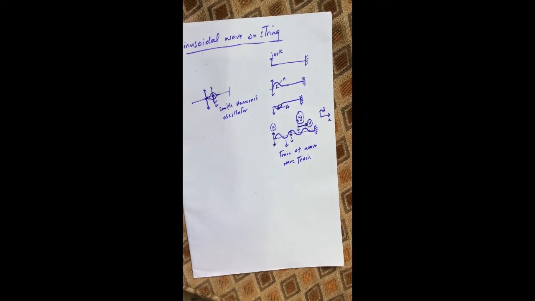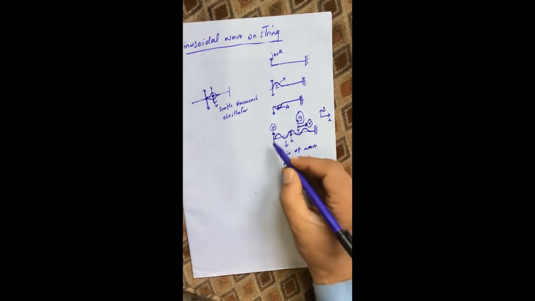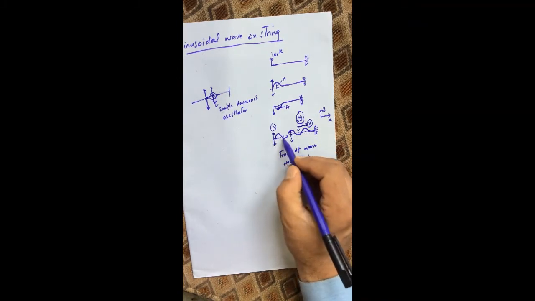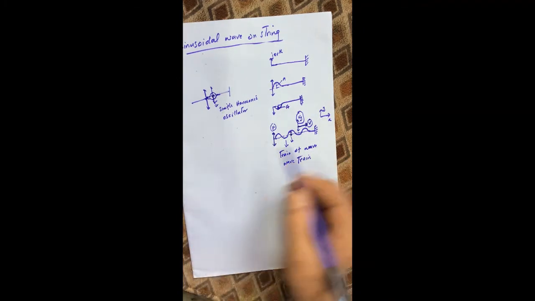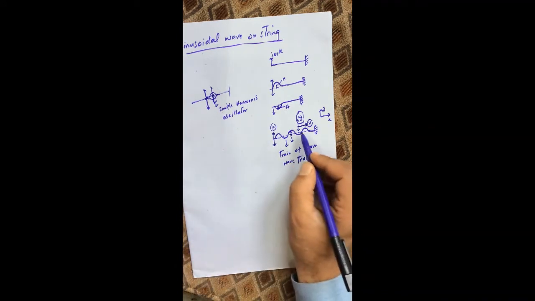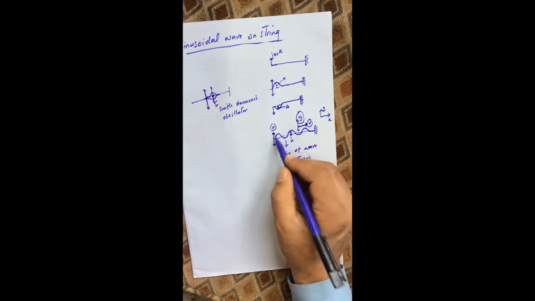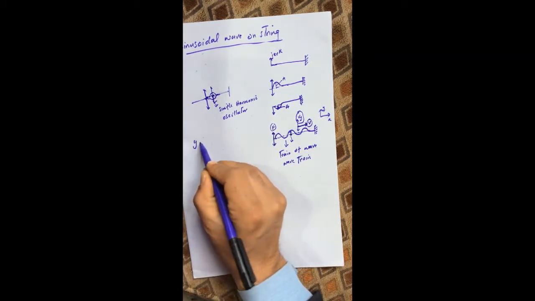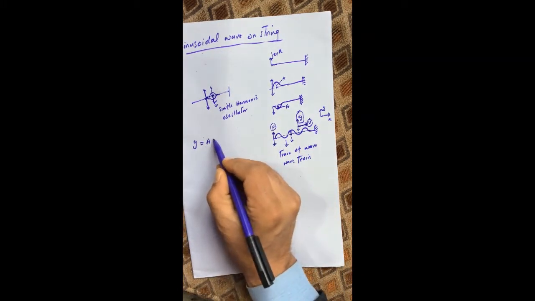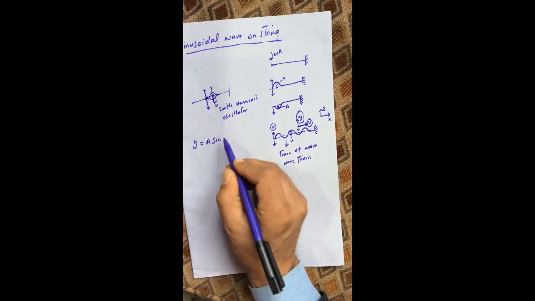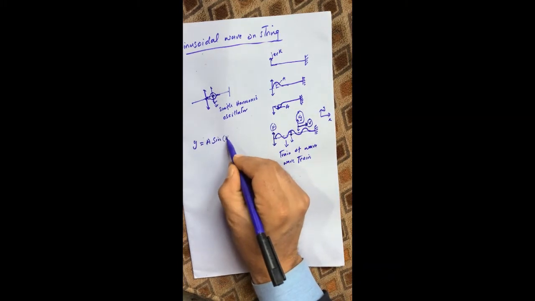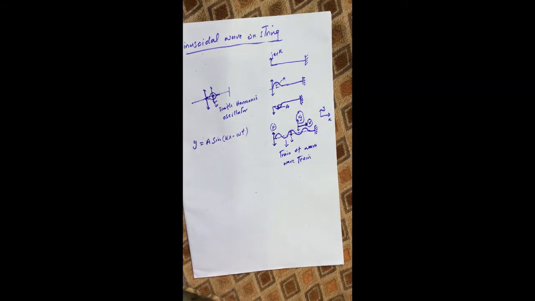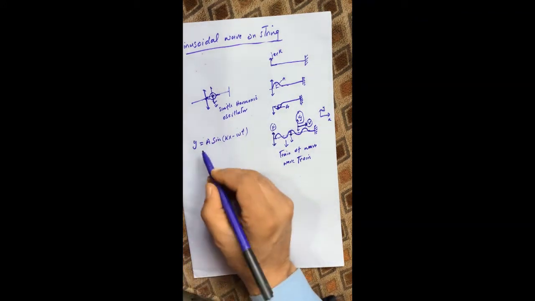Okay, the wave in a string behaves like a sinusoidal wave. Its shape is like a sinusoidal wave. So the wave function for the wave produced in a string can be represented by y equals A sin(kx minus omega t). This is a sinusoidal wave.